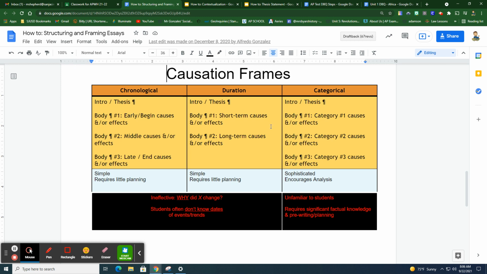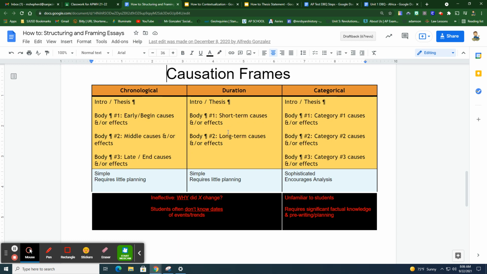The second way is duration. That means we get the short-term effects and then the long-term effects. That's basically if you have a really wide-ranging time period in your prompt, you could do the short term, like the initial effects, and then how it affected everything along the line.